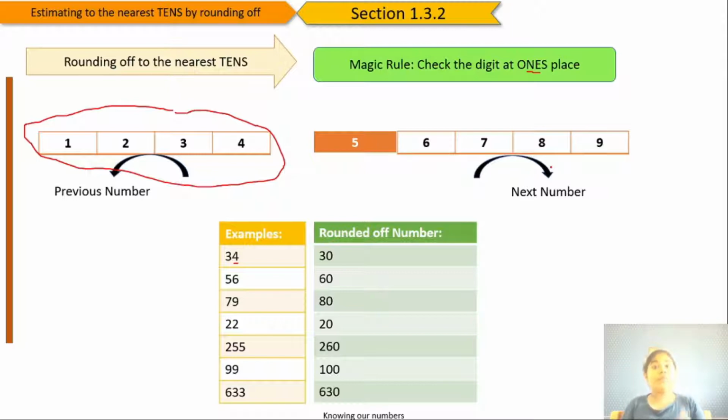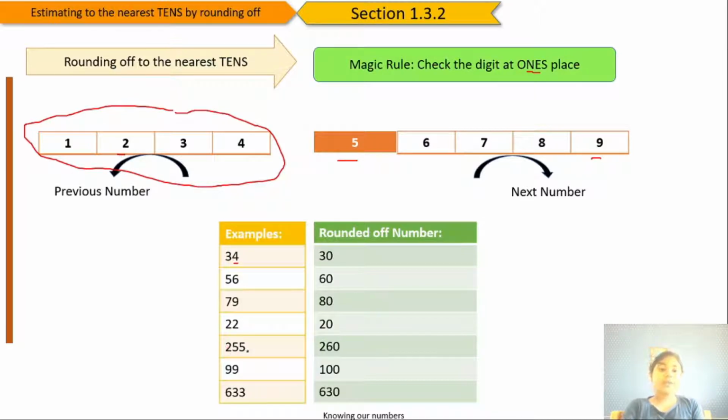But when I said 5, 6, 7, 8, 9, did you notice one thing? 5 is a middle number. It can also be rounded off to the previous number or the next number. But what should we do in this case? Mostly, we always round it off to the next number. So this clears our confusion. Should we round it off to the previous number or the next number? Next, we have 79. As we see here, 9 comes in the next number box. It will be 80. 22 will turn to 20 because it comes in the previous number box.